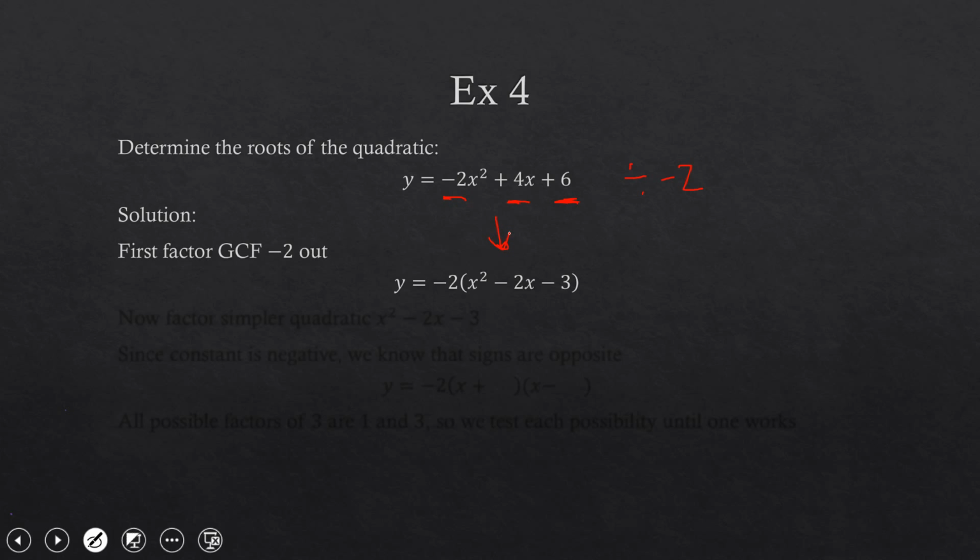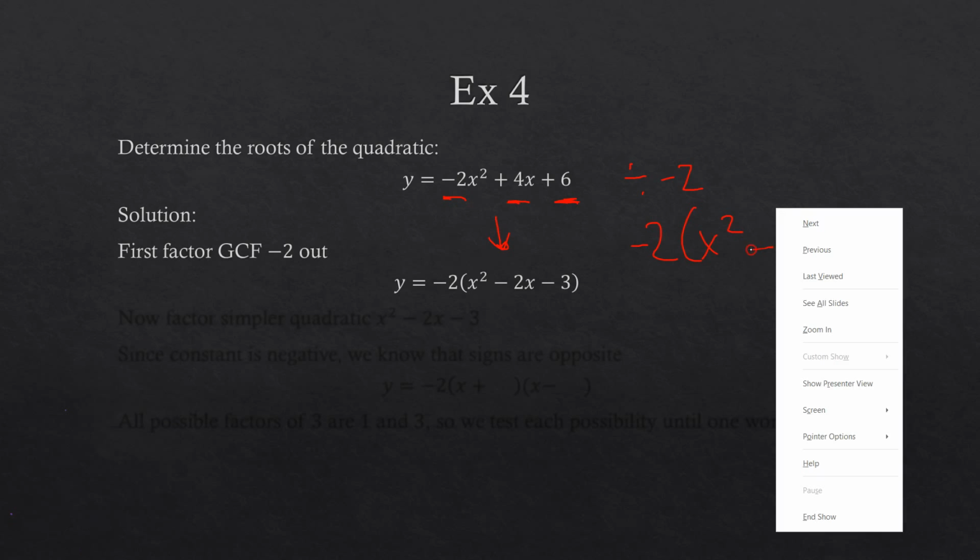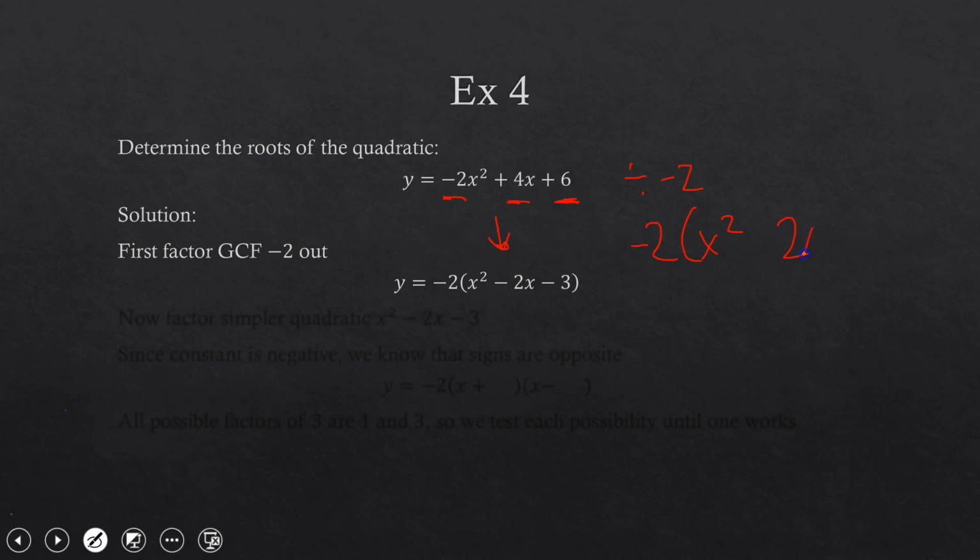And let's just double check that that's actually in fact equal to what we started with up above. So how do I double check? I distribute -2 times x squared minus 2x minus 3. And when we do our distributing, that's going to get us -2x squared plus 4x plus 6 after multiplying on each term, which is what we started with. So good. So that is in fact equal.